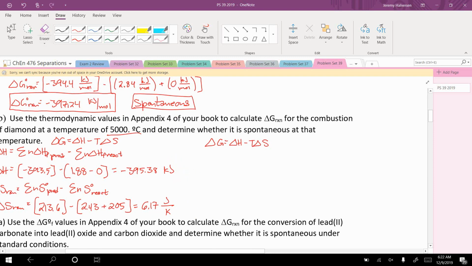Okay, and so I need to change one of them. Why don't I change that one to kilojoules? So I'm going to have negative 395.38 kilojoules minus 5,000 Kelvin times 0.00617 kilojoules per Kelvin. And now you can see I'm going to have kilojoules here, and then these Kelvin cancel, and I'll get kilojoules on the right side of the equation as well. Kilojoules and kilojoules, so I can subtract those.